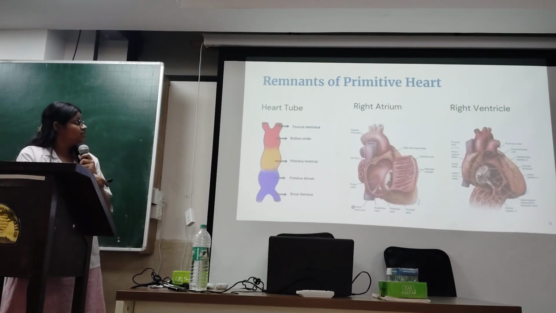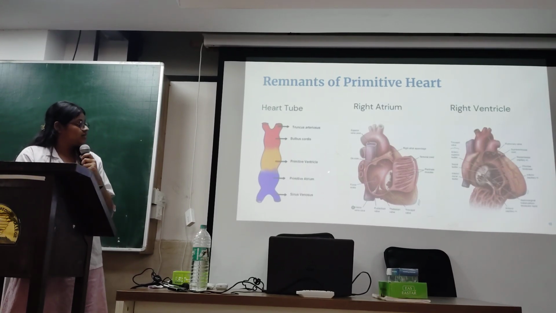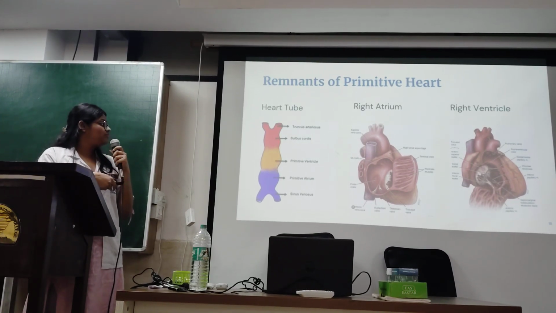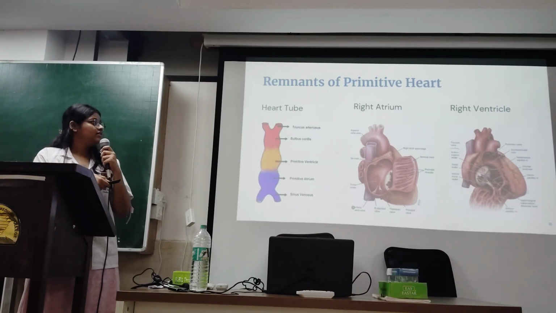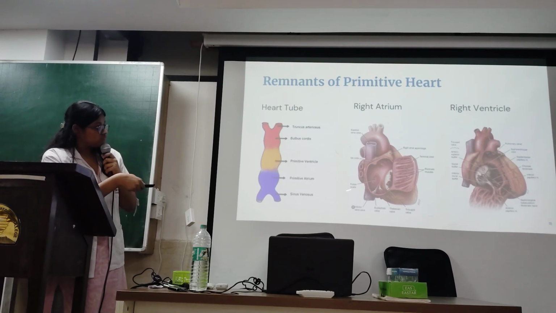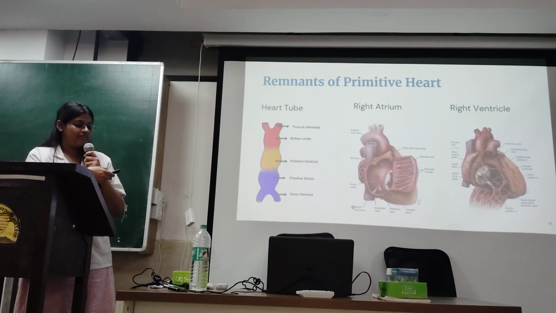So as I said, we get the rough outflow part of the right atrium from the primitive atrium, and the rough outflow part of the right ventricle from the primitive ventricle.